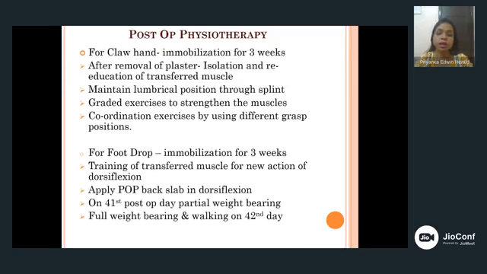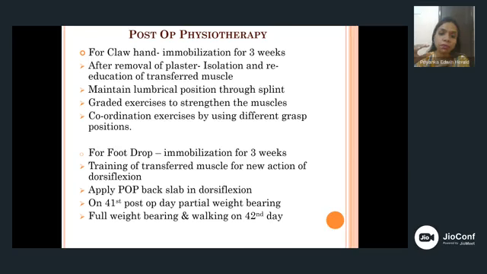Now post-op. If there is a reconstructive surgery, we see first the claw hand. For claw hand, a plaster slab is applied, and the hand is immobilized in the plaster for 3 weeks in this position. This position is called the lumbrical position, where the MCP joint is flexed, PIP and DIP are extended, and the thumb is in abduction. So this is the immobilization position of the hand for 3 weeks.